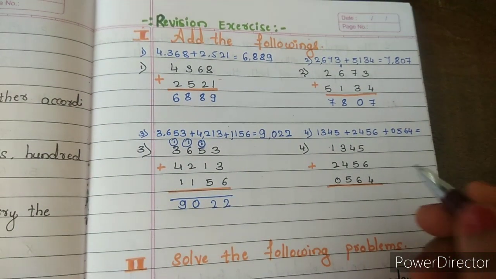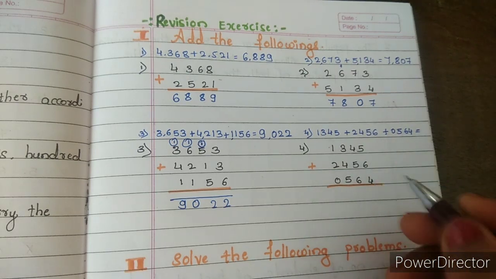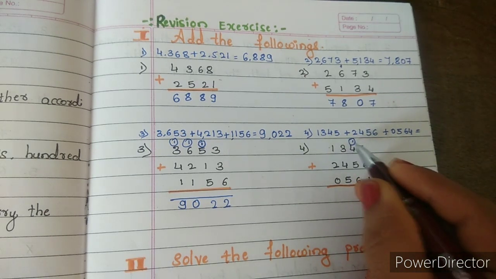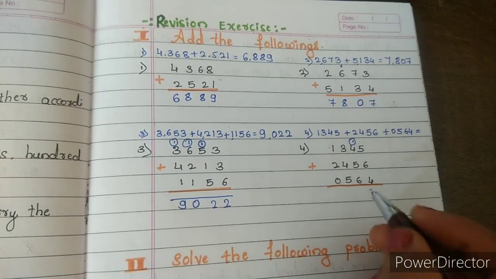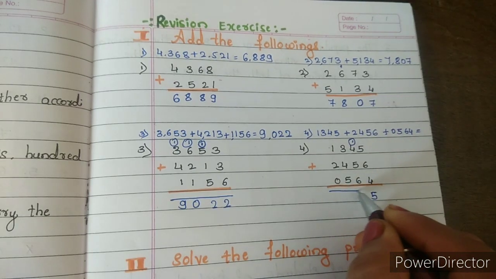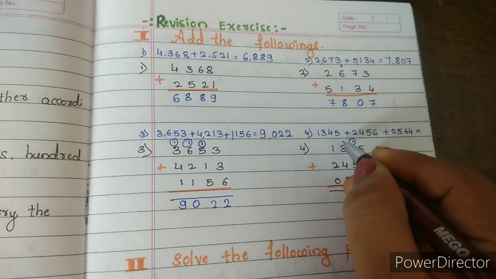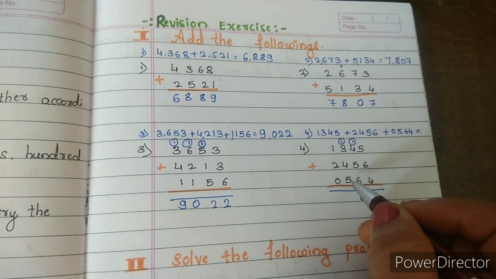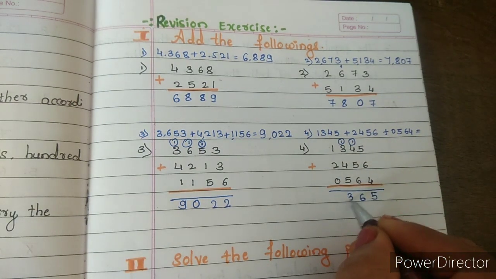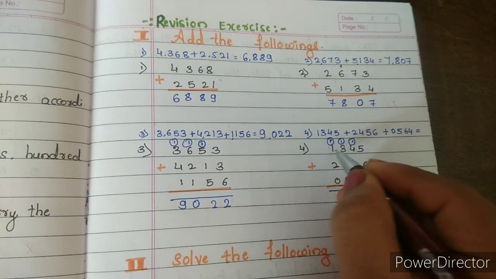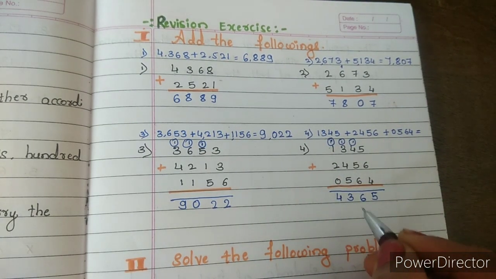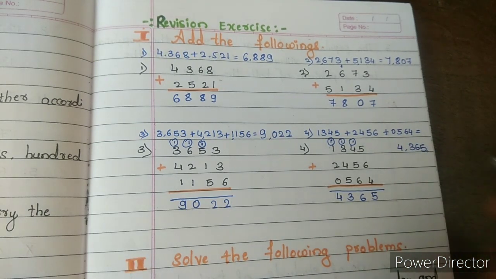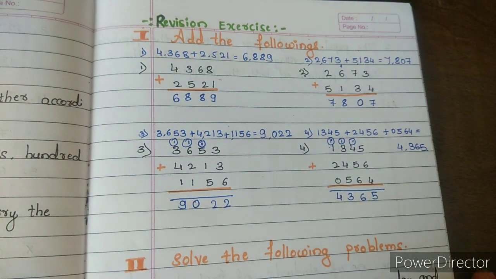The next one. 5 plus 6 is what? 11. 11 plus 4 is 15. Carry 1. 4 plus 1 is 5. 5 plus 5 is 10. 10 plus 6 is how much? 16. 3 plus 1 is 4. 4 plus 4 is 8. 8 plus 5 is 13. Carry 1. 1 plus 1 is 2. 2 plus 2 is 4. Okay, now answer is what? 4365. Okay, this is the first main.